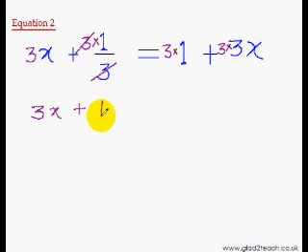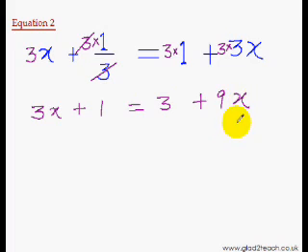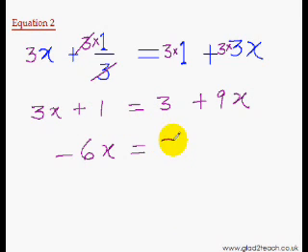3x plus 1 equal to 3 plus 9x. So from here on, you know what needs to be done. You have to take all the variables on one side and all the constants on the other. So this plus 9x comes to this side and it becomes minus 9x. So 3x minus 9x will be minus 6x. Similarly, this plus 1 comes here and it will become minus 1. So 3 minus 1 will be 2.